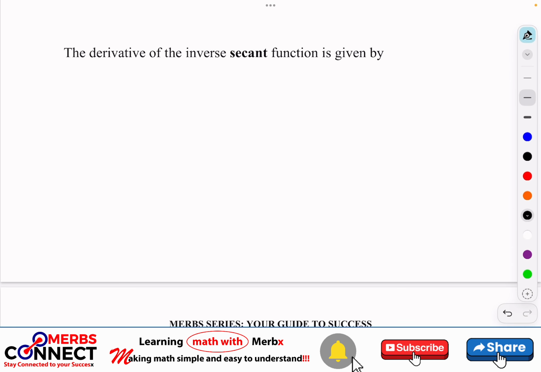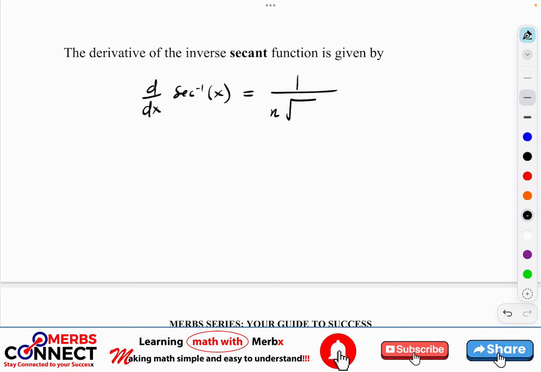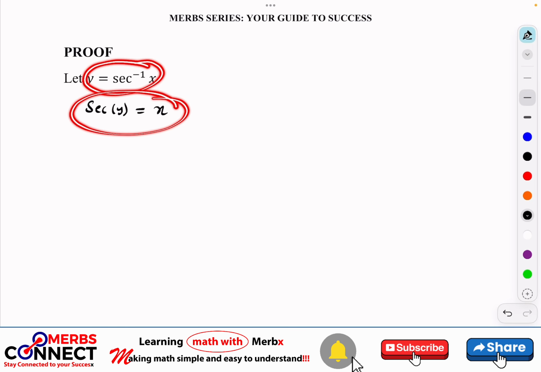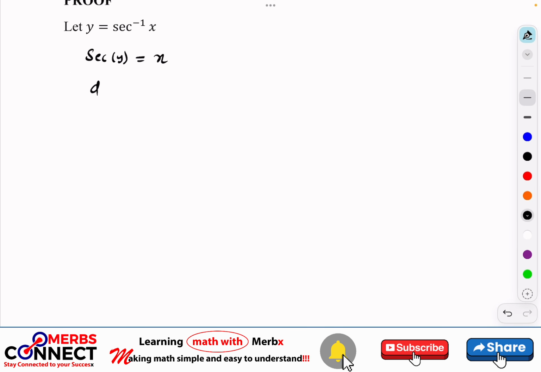So let me just write it here, and we move to how to prove that. The derivative of secant inverse of x is equal to 1 divided by x square root of x squared minus 1. So let's try and prove this here. Okay. Now we have this, so we can take this and have secant of y equal to x. So from this one, we can write this one like this. Differentiate both sides with respect to x.